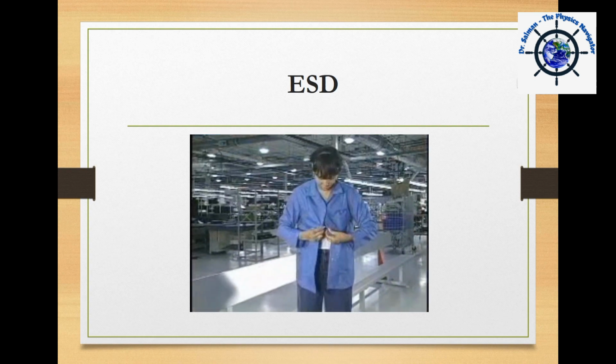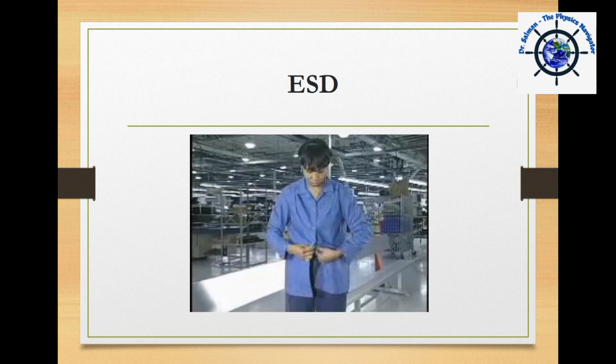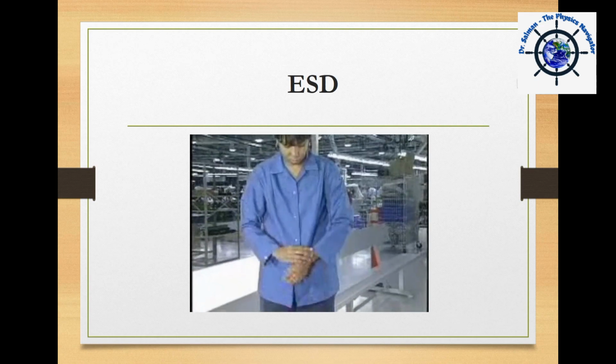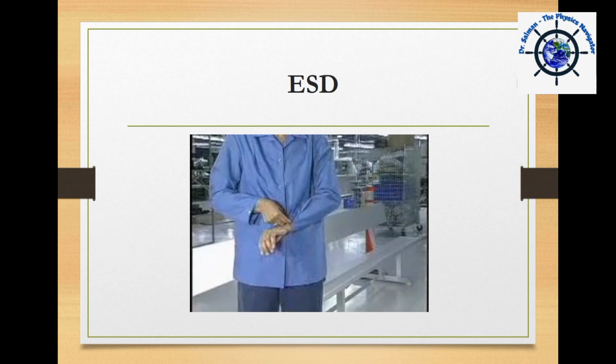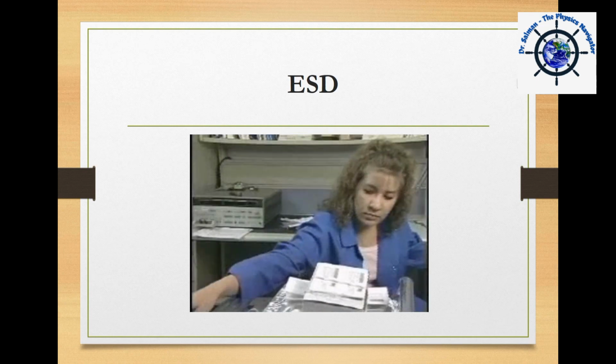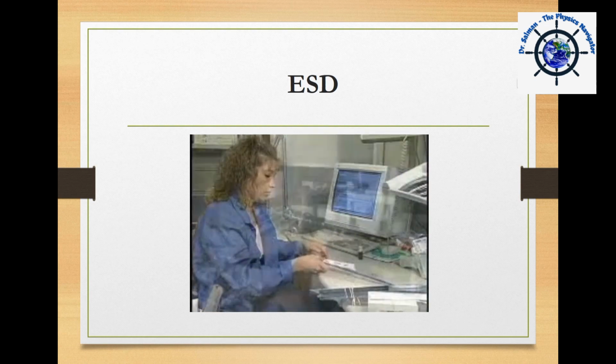Conductive smocks may be used to cover static generating clothing and drain any charges to ground. It's important to completely button the smock so no part of your clothing is exposed. Similarly, the sleeves should never be rolled up to the point where underlying clothing is exposed.